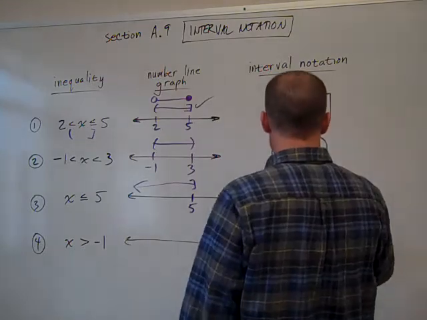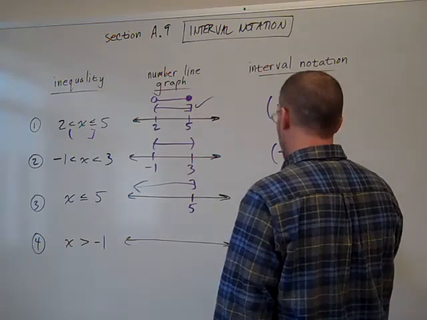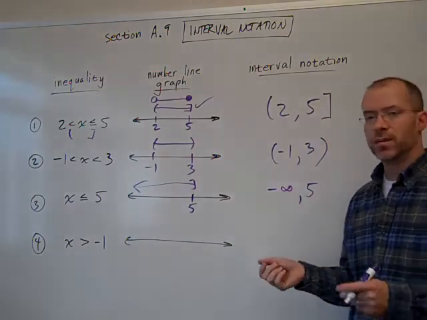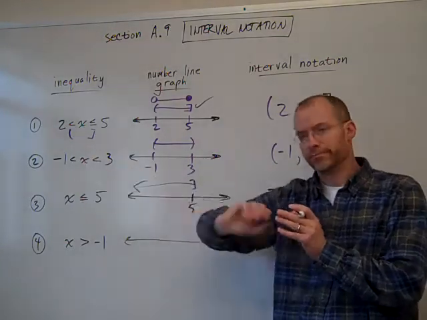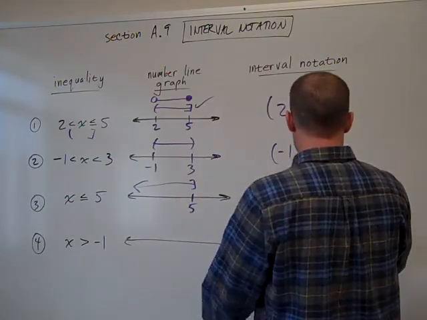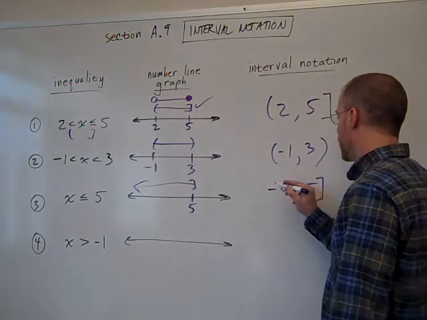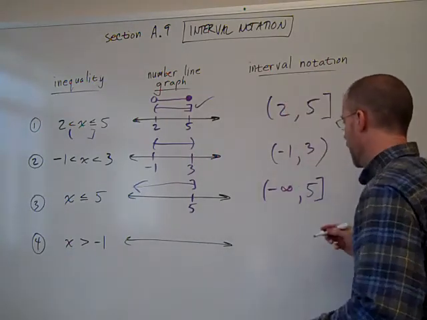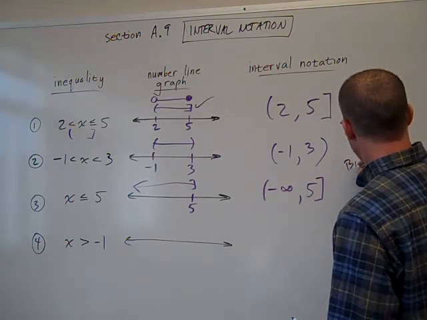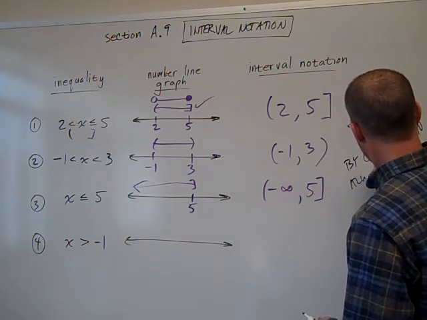So for interval notation, my top endpoint is 5, but there really isn't a lower endpoint. And so by convention, negative infinity, the infinity symbol just means keep going. No finite endpoint. Negative sign means that direction. I've got a square bracket on the 5 because 5 is included in the set, less than or equal to. And by convention, I'm always going to have a round parenthesis on infinity. So by convention, always parentheses there.